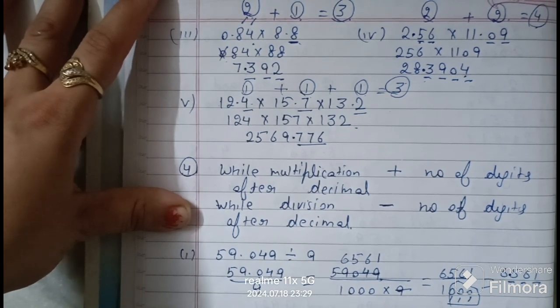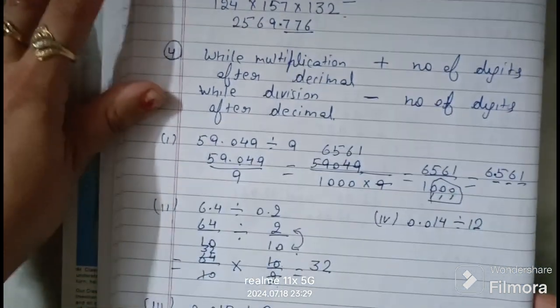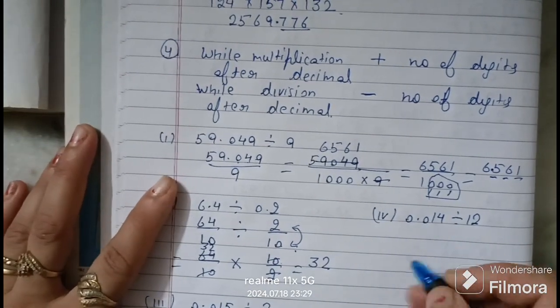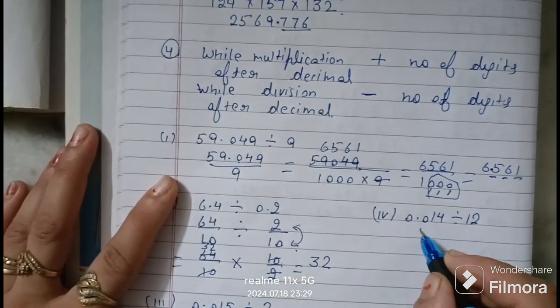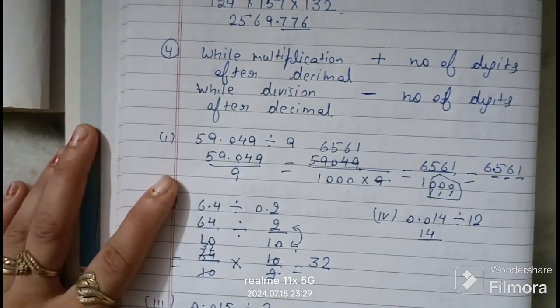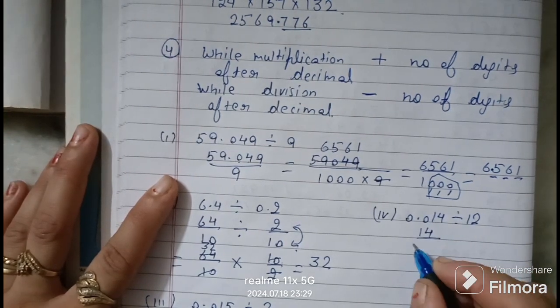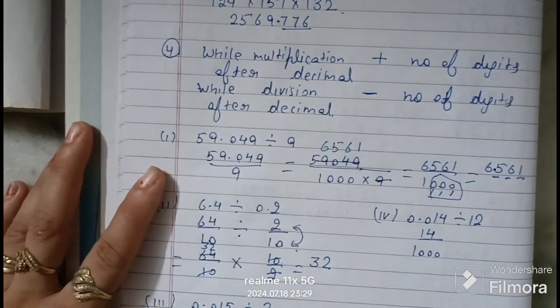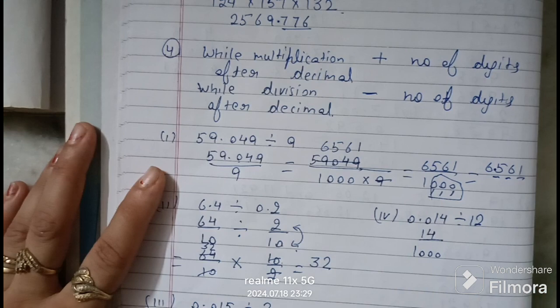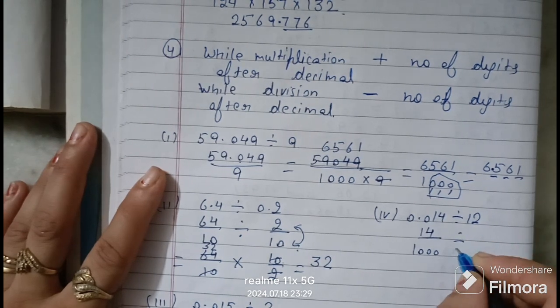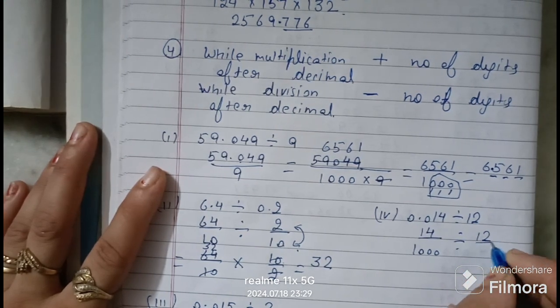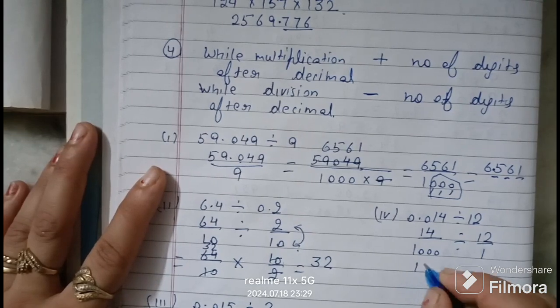How many digits are there after the decimal point? 1 2 3. So I have to put 3 zeros after the decimal, after three zeros in the denominator, divided by 12. I can write it like this also, 14 by 1000 as it is. While we are changing the division sign into a multiplication sign, I am going to take the reciprocal of 12 by 1.